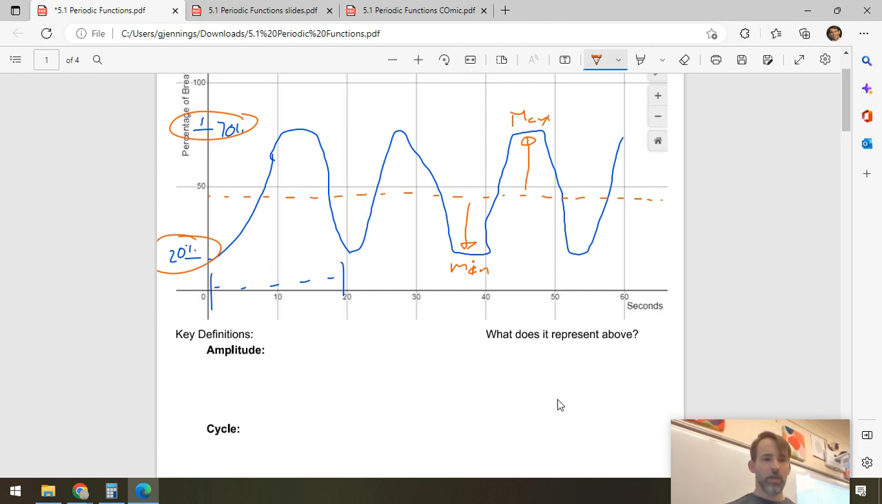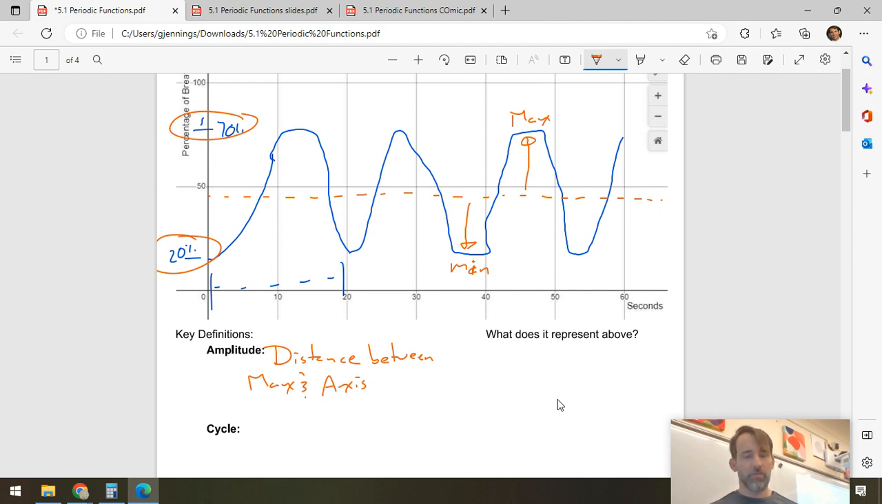And then the amplitude, what is that? Well, that's the distance between the max and the axis. So in this case, it's between 45 and 70. So that's, what is that, 25? Yes, 25. So it's half the difference between these two. 70% minus 20% is 50%. That's the distance between the maximum and the minimum. Half of that is the amplitude. So about 25% is what I'm oscillating through.